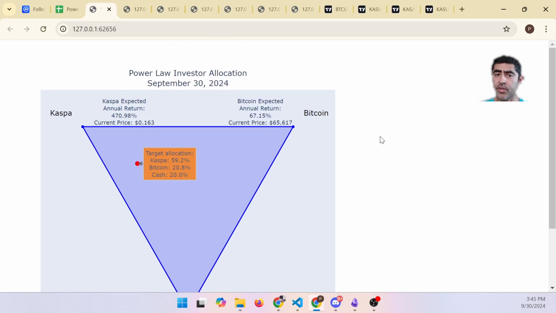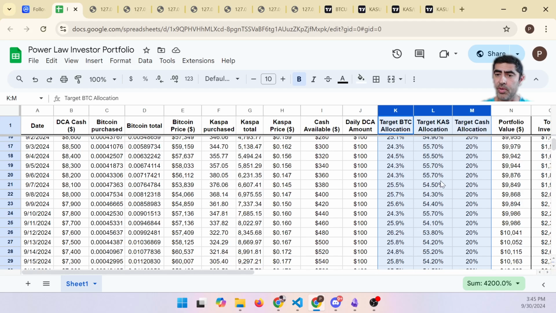And so the algorithm produces an output like this. This is the allocation for today. And the Kaspa expected return is about 470% with a current price of 0.163. It's a little different because it has picked the price up from yesterday, just the timing of the day, but it's generally going to be in the right ballpark. The Bitcoin annual expected return for 1 year ahead is about 67%. So the algorithm has allocated 59.2% towards Kaspa because we have more bang for the buck, and about 20% to Bitcoin.